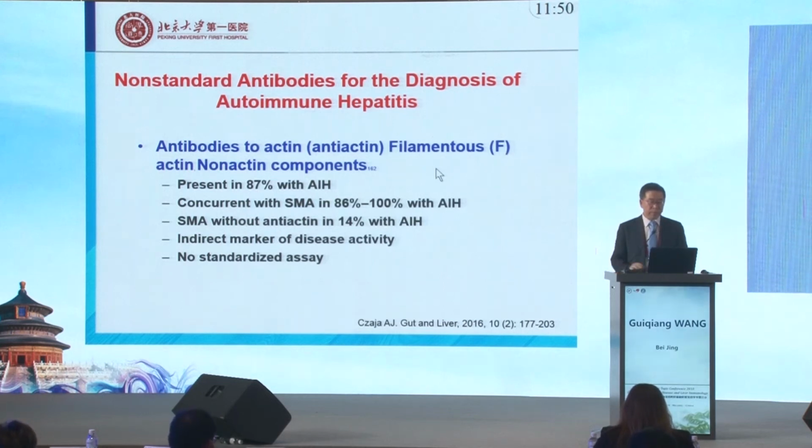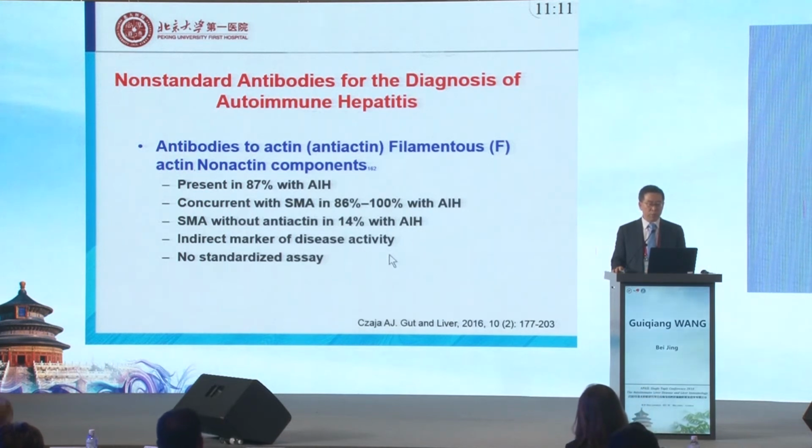There are other non-standard antibodies for the diagnosis of autoimmune hepatitis. For these, we need further study on efficacy, specificity, and sensitivity. The anti-actin antibody has many publications in recent years. It is present in 87% of autoimmune hepatitis, concurrent with SMA in 86%, even 100% in some autoimmune hepatitis. This is a kind of indirect marker for disease activity. So I think we can do further study on this anti-actin antibody in the diagnosis of autoimmune hepatitis, even to predict liver progression in clinical practice.